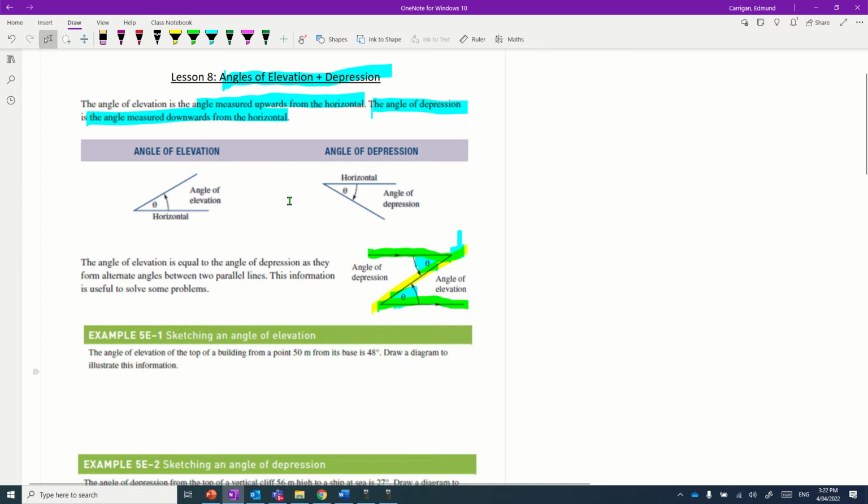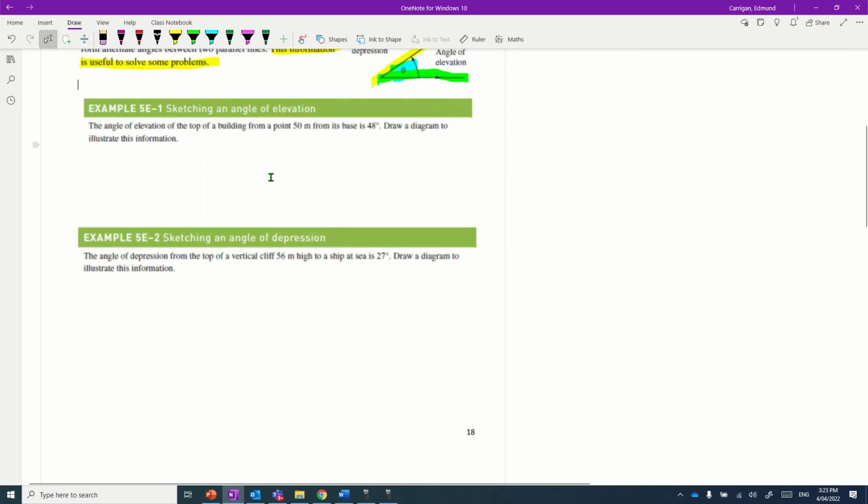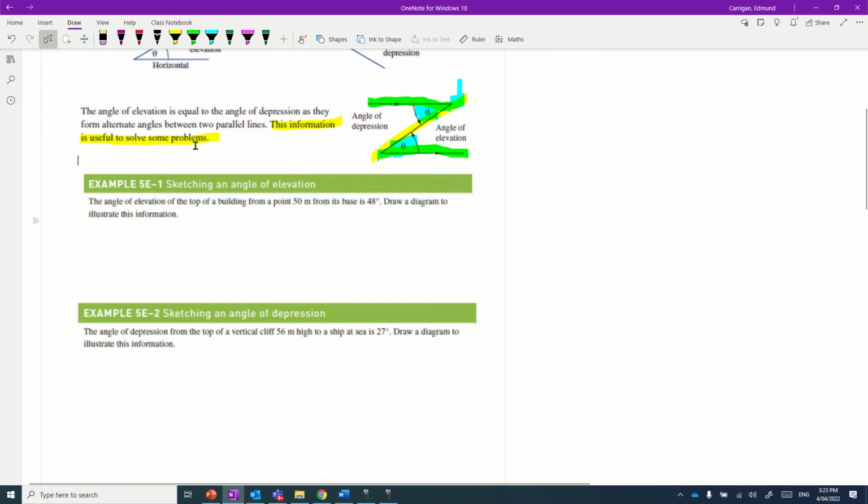So if we're doing an angle of depression question and we set up our diagram and find that our triangle doesn't have theta inside it, what we can do is transfer theta down into it by moving it to the angle of elevation. We'll probably see an example of that. This information is useful to solve some problems. Sometimes we can transfer the angle of elevation and the angle of depression across and they can help us solve. Okay, let's have a look at the questions we've got.